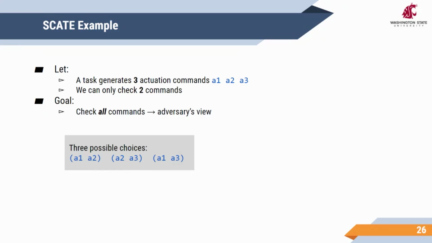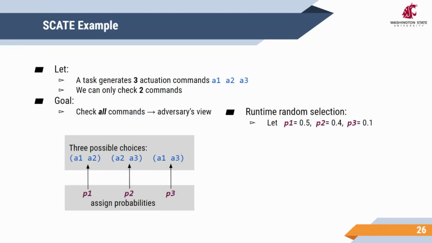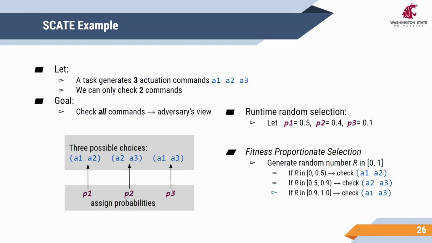From 3 commands, if you want to pick 2, there are three ways: either 1 and 2, 2 and 3, or 1 and 3. So we assign probabilities to each of these selection options. And then we generate a fitness function to select which subset we will pick. For instance, if we assign a probability of 0.5 for checking the first one, we generate a random number and see if the random number is less than 0.5. If so, we check, say, A1 and A2, and so on and so forth.